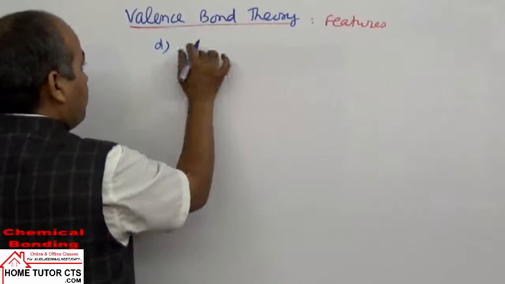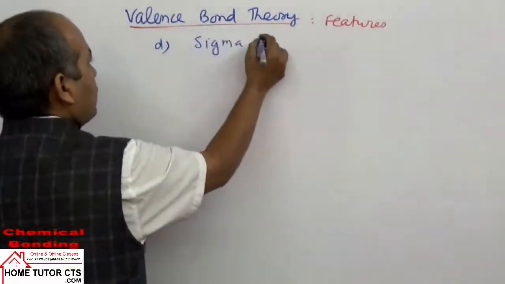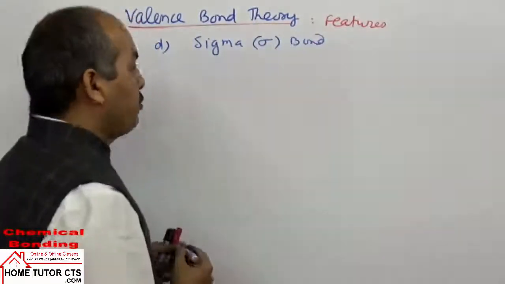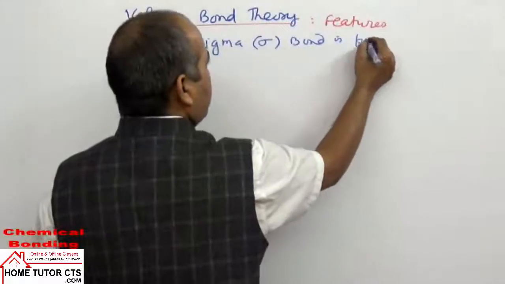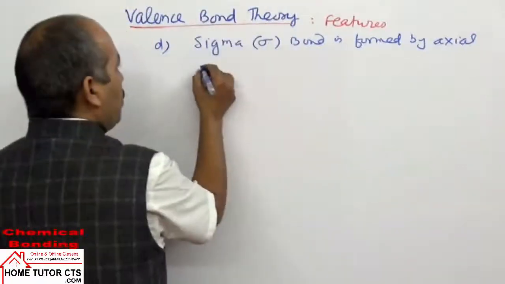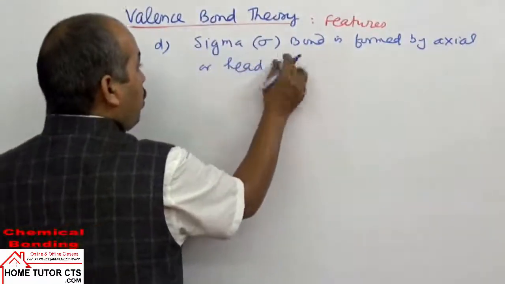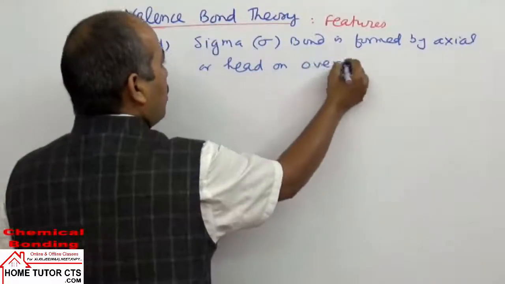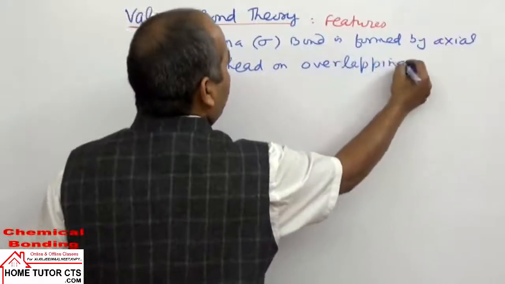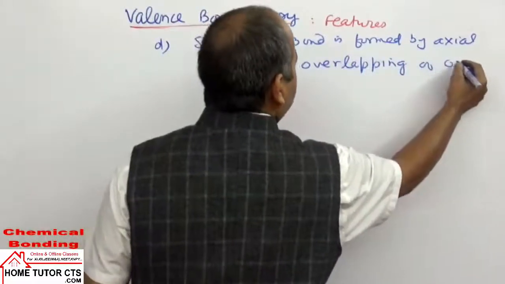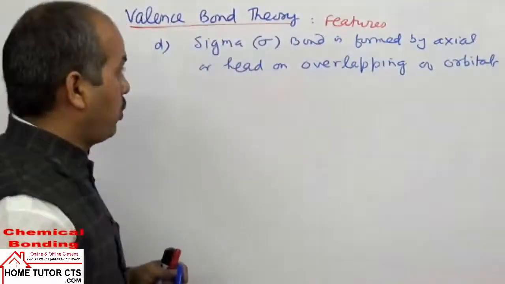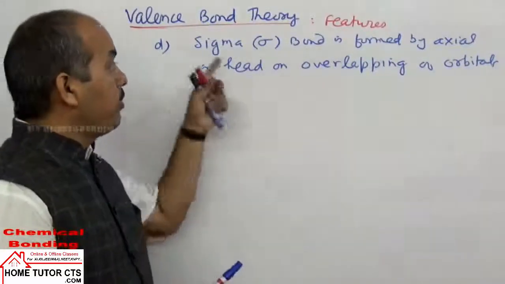Sigma bond is formed by axial overlapping, or in simple terms, head-on overlapping of orbitals. When the overlapping of orbitals is head-on, axial overlapping, it gives rise to sigma bond formation.